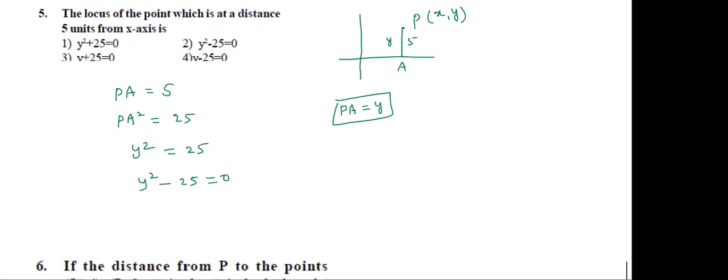Otherwise, go to another method. What is A point here? X comma 0 or not? On the x-axis, y coordinate is 0. A point is x comma 0. P point is x comma 5. Then apply that, PA is equal to 5. So you will get the answer. Okay, that is a lengthy method. This is very easy, just 2 steps. Students, which option is correct? Second option.